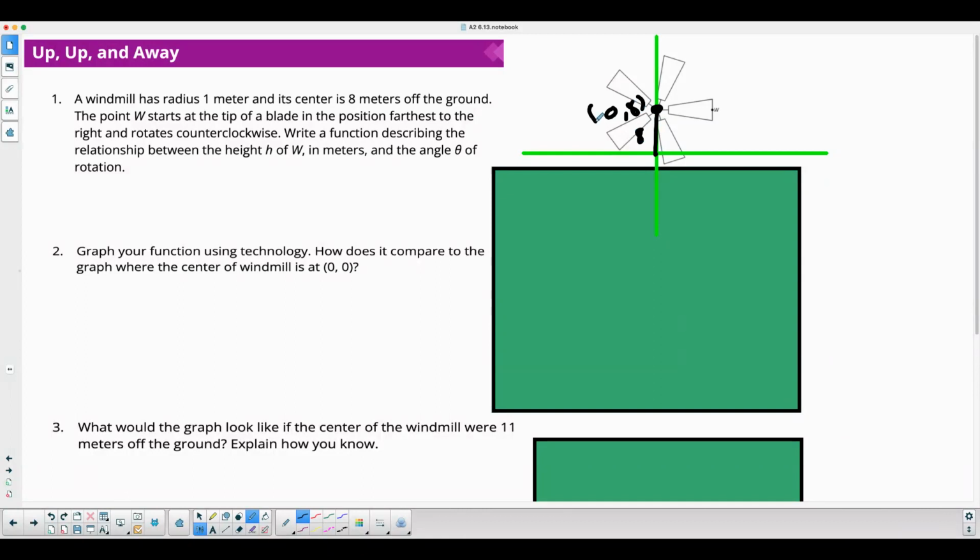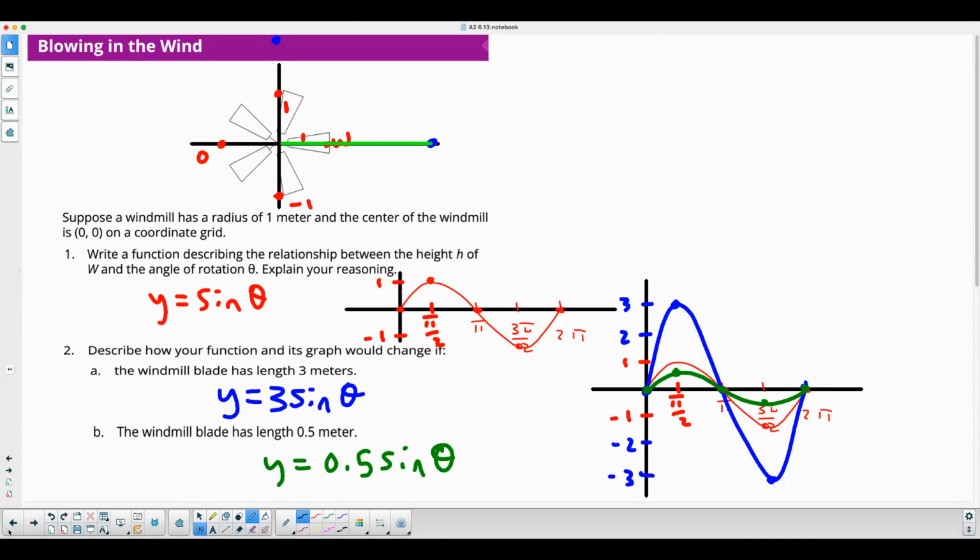All right, so let's read what it says. Point W starts at the tip of the blade in the position farthest to the right and rotates counterclockwise. Write a function describing the relationship between the height h of W in meters and the angle theta of rotation. So my height, I guess maybe on the last graph, I used Y. I probably should have used H, since it says use a height H. So I'll change them just to stay consistent, but basically it was like Y. All right, so here we go.